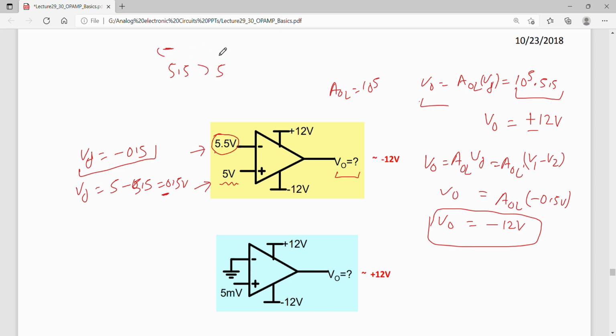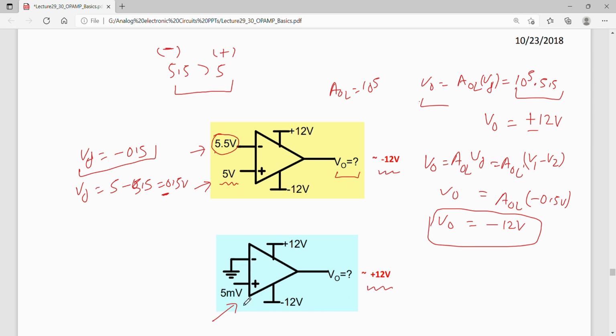5.5 is present at the inverting terminal and this is present at the non-inverting terminal. Now this op-amp in open loop configuration is acting as a comparator, that is, it is telling you which of these two inputs is larger. If the input applied at the inverting terminal is larger, the output will be clipped to minus 12 volts. Similarly, if the input at the non-inverting terminal is larger, the output will be clipped to plus 12 volts.